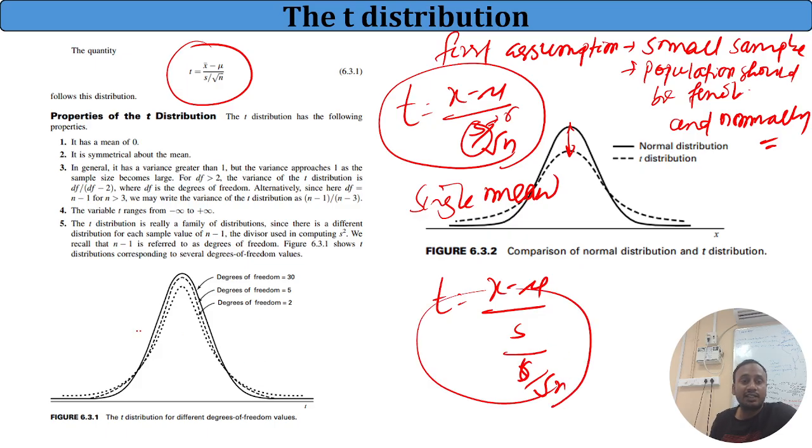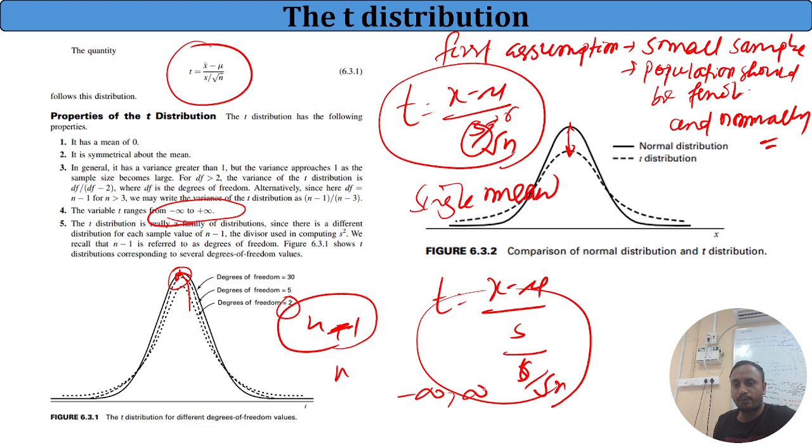One more thing we have seen: whenever we increase the number of samples, the degrees of freedom change, because n minus one is the degrees of freedom. When the sample number increases, the distribution tends to coincide with the normal distribution, where the variable ranges from minus infinity to plus infinity. Everything will be as it is, like the normal distribution, from minus infinity to plus infinity. The only thing that differs is the number of samples.